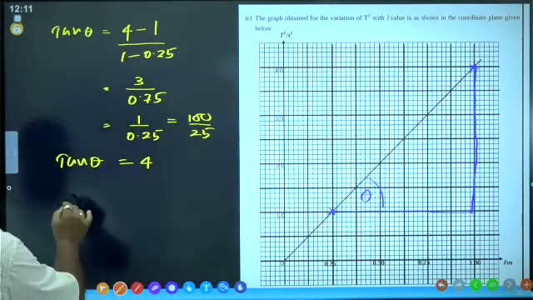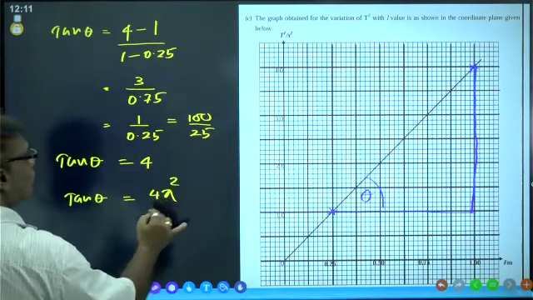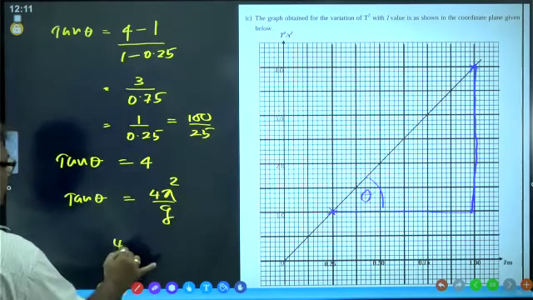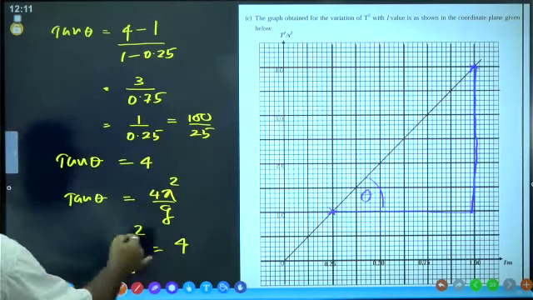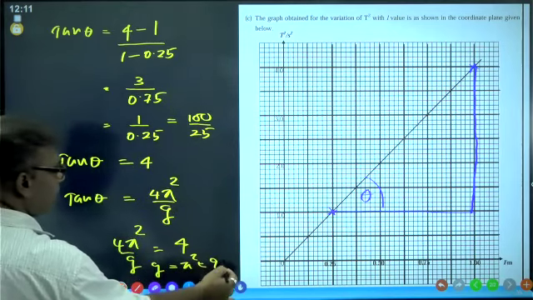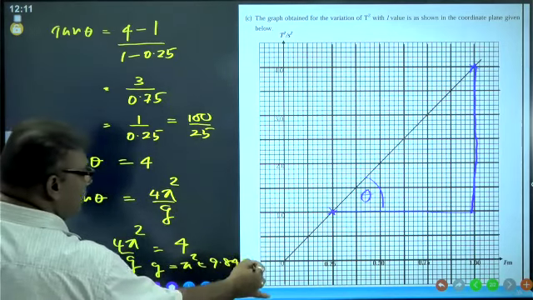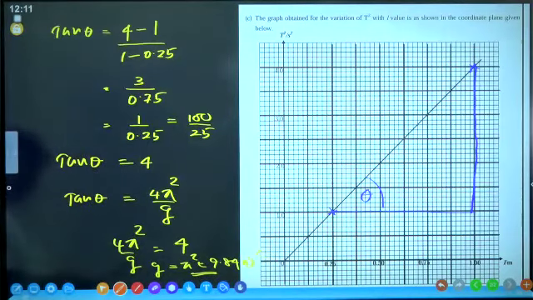Tan theta represents 4 pi squared over g. Then 4 pi squared over g equals 4. The 4 cancels, and g becomes pi squared. Pi squared is 9.84 m s^-2. Pick the final answer: using the value obtained, the gravitational acceleration. Copy the final answer.